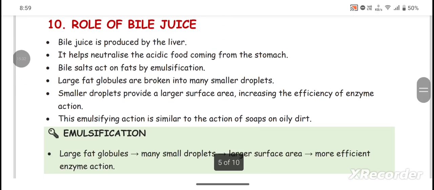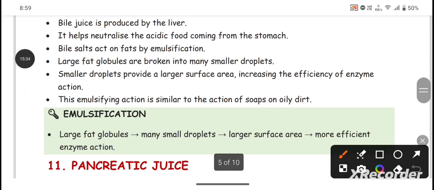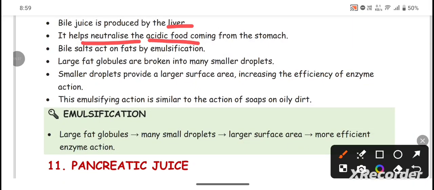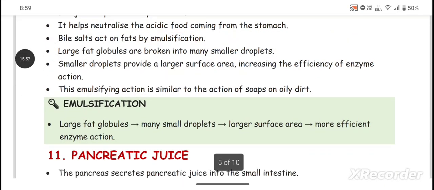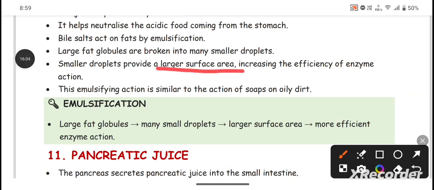So the bile juice is produced by the liver. It helps to neutralize the acidic food coming from the stomach. Bile salts act on the fats by emulsification. So the fats will be converted into smaller droplets by the action of bile juice. Large fat globules are broken into many smaller droplets. This process is known as emulsification. Smaller droplets provide a large surface area, increasing the efficiency of enzyme action.